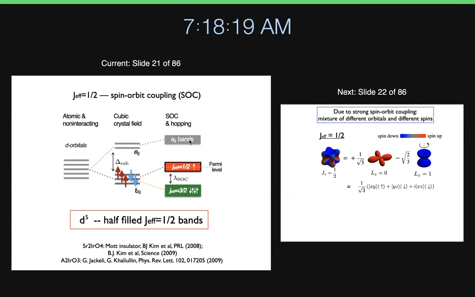In the 3D case, trigonal distortion is about 60 meV, for example. Then the trigonal distortion is larger than the spin-orbit coupling, and this physics needs to be rather carefully examined. While in the 4D and 5D, lambda is much bigger than the trigonal distortions, and there we can safely assume that the physics is described by this J-effective half. Then you can ignore the rest of them.